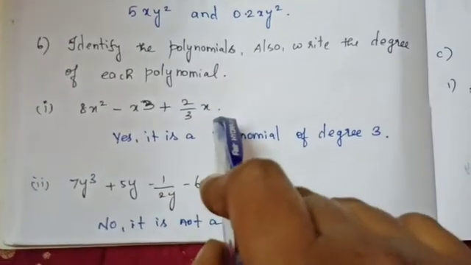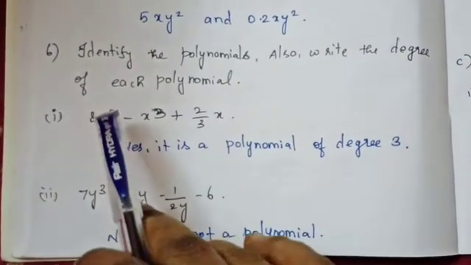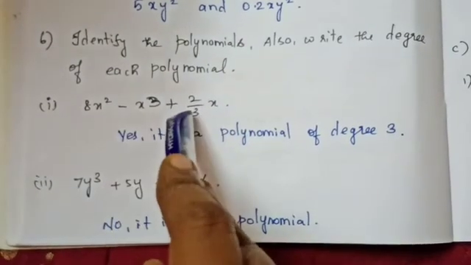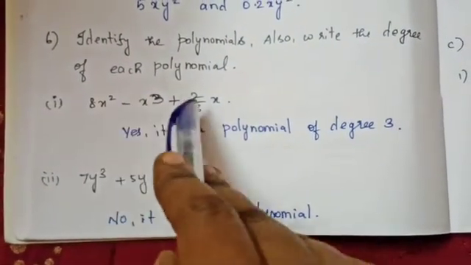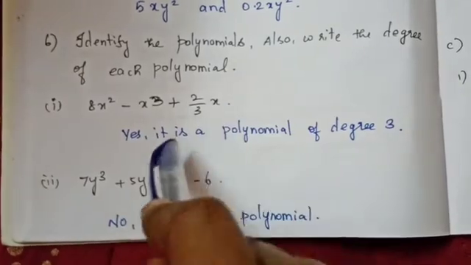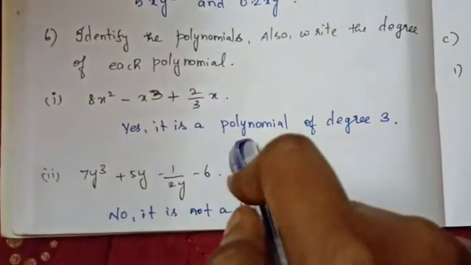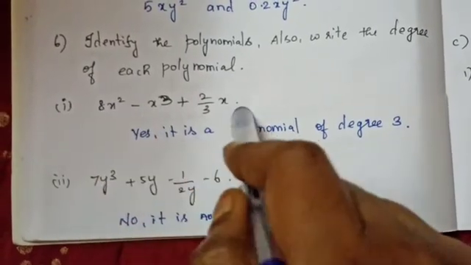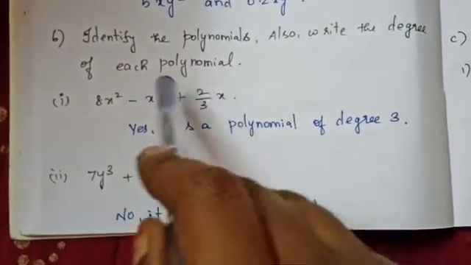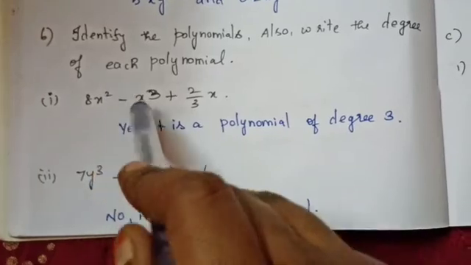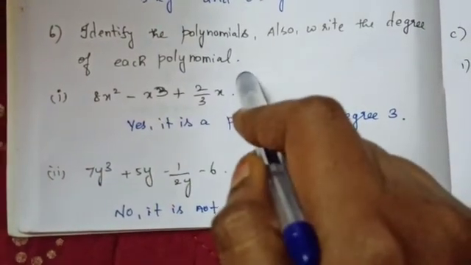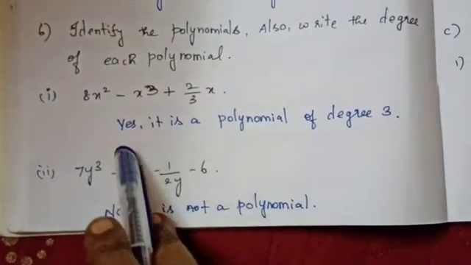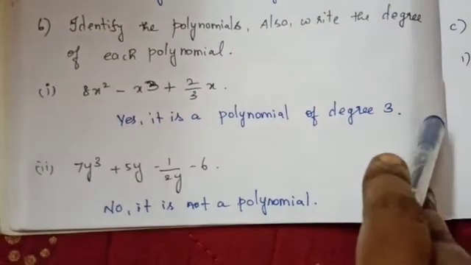This is a polynomial, yes, because the variable is there and the coefficients are there, with plus and minus signs connecting the terms. So this is called a polynomial. So yes, it is a polynomial of degree 3, because x is the variable of this polynomial. This x has power 2, this has 3, this has 1. Which is the highest power? 3 is the highest power. So yes, it is a polynomial of degree 3.